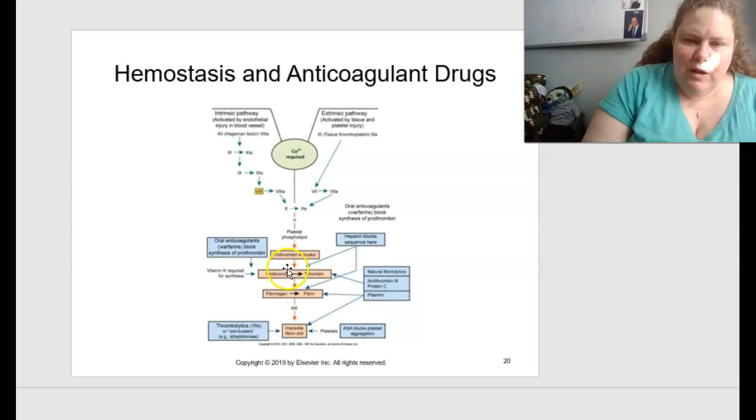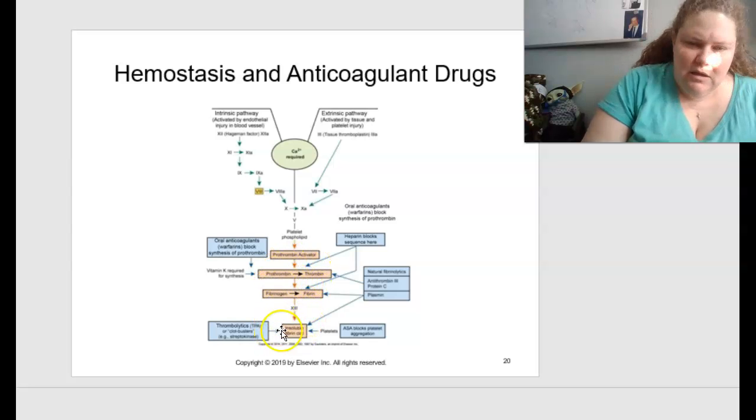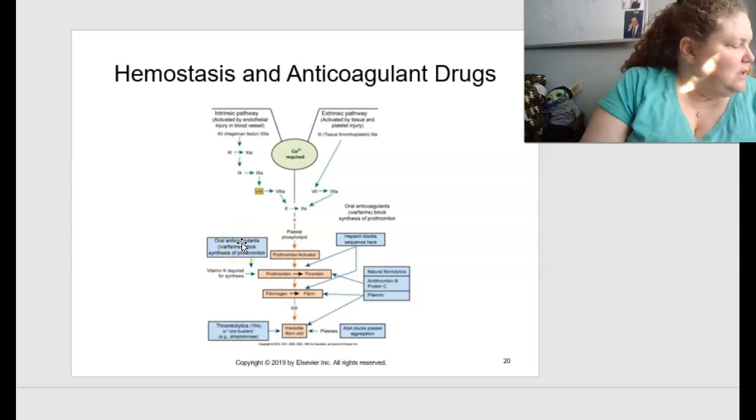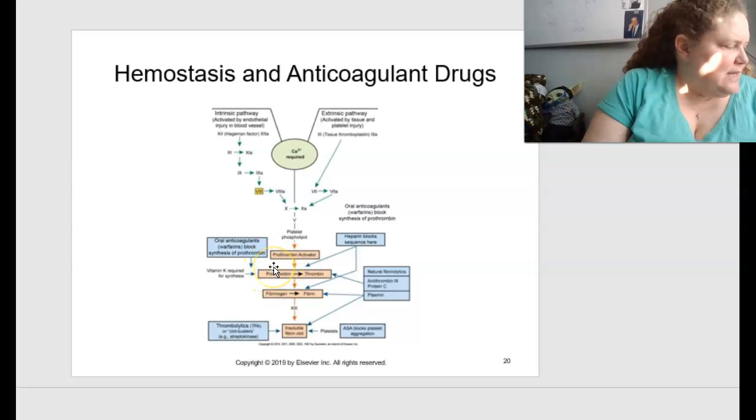And then we have the prothrombin that turns into thrombin, fibrinogen turns into fibrin, and then the insoluble clot formation that it forms. So this is basically what we just talked about, and now what the meds do. So basically, if you use oral anticoagulants such as warfarin, how warfarin acts is it's blocking the synthesis of prothrombin here. And so if the prothrombin is not made, then obviously we can't continue down the pathway to have clots form. Vitamin K is required for the synthesis of this.